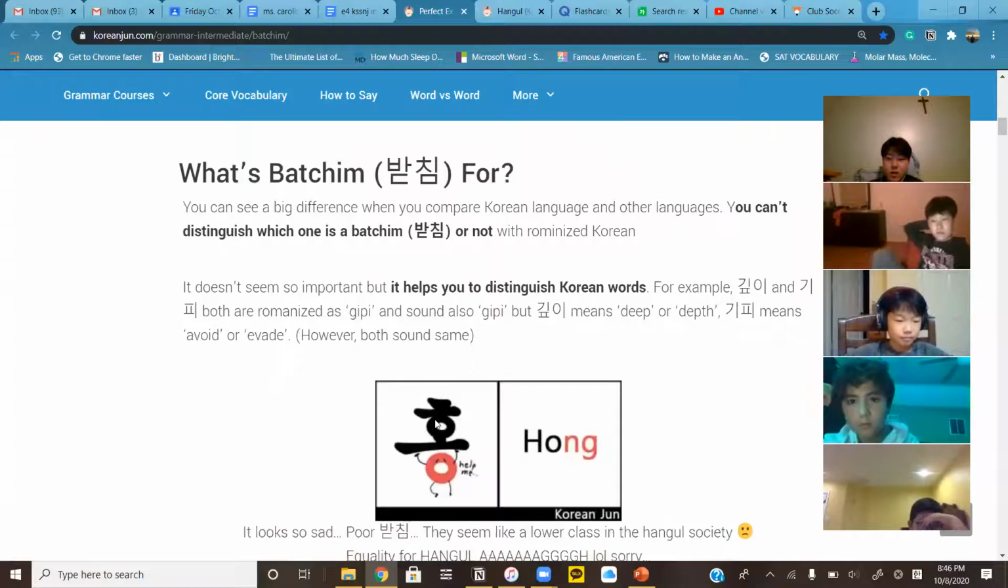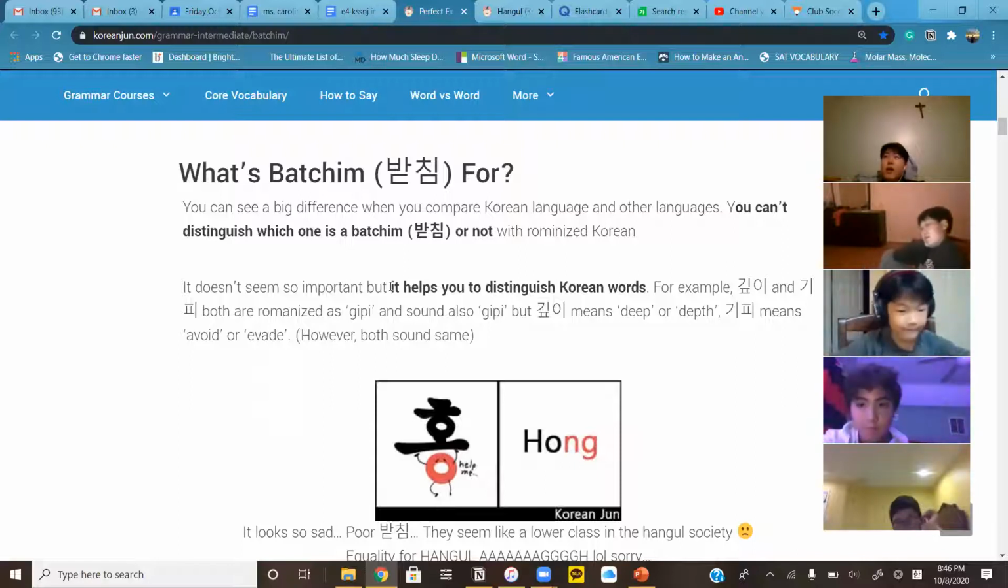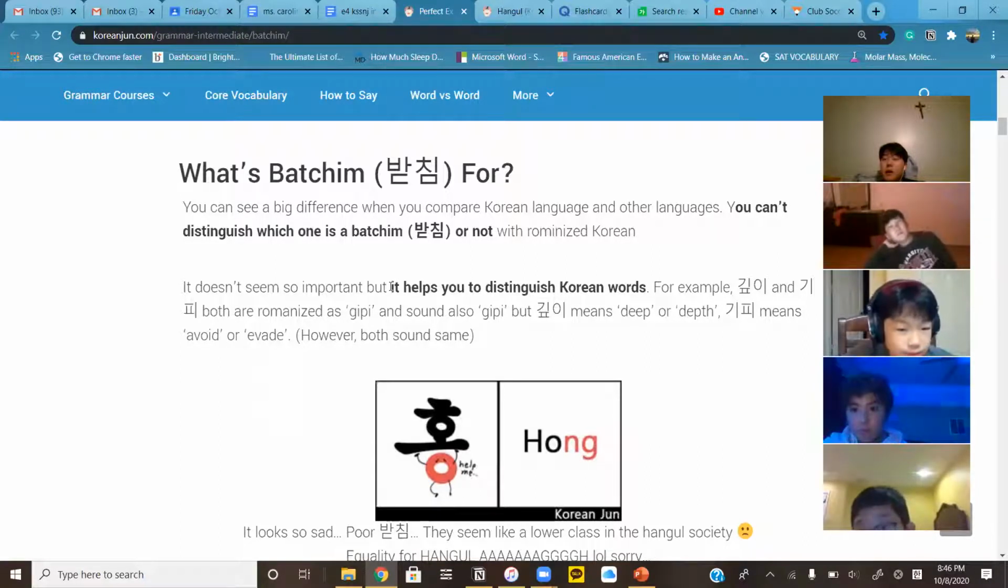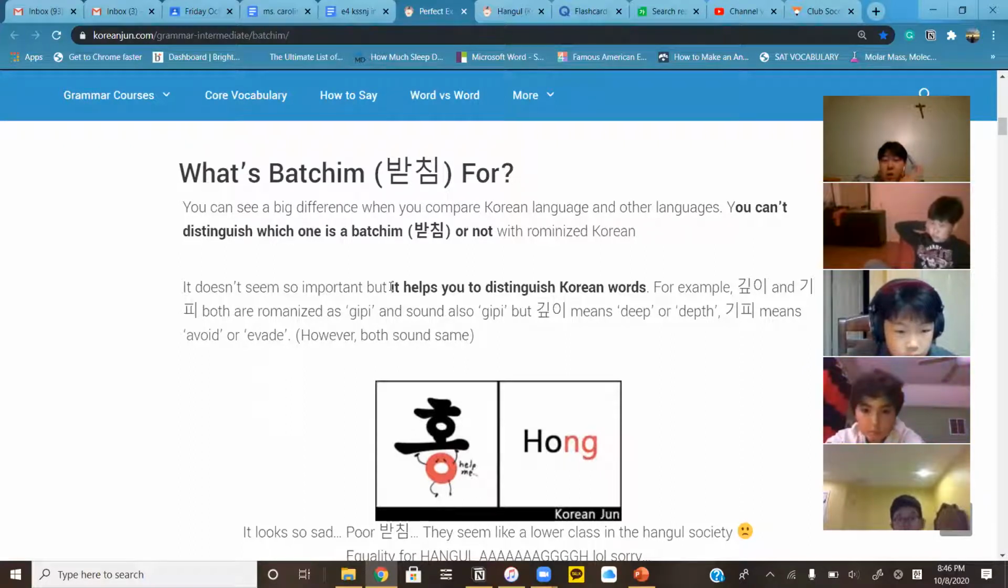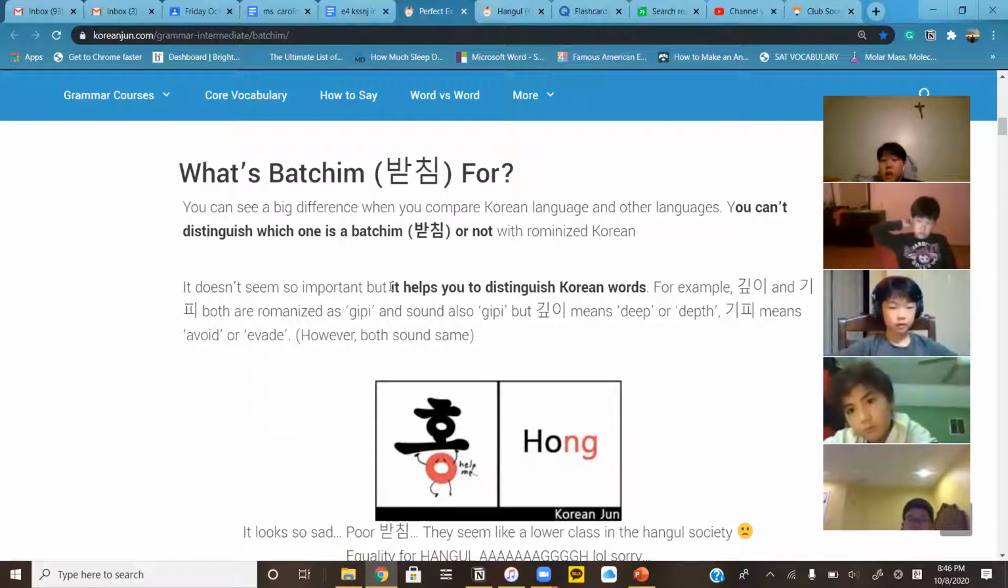Aaron, read the first two paragraphs for me. You can see a big difference when you compare the Korean language and other languages. You can't distinguish which one is a pachim or not with Romanized Korean. It's hard to explain, but what I'm trying to say is that you have to look at the Korean word to see where the pachim is. Okay, so keep reading, Aaron. Continue.